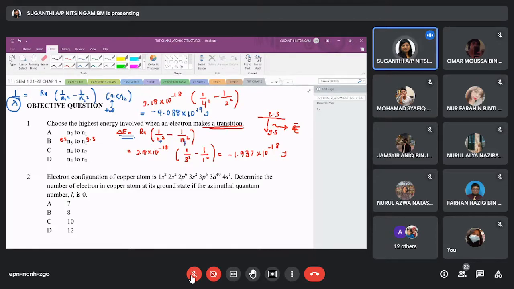No, wait, 1 minute. There's something not right here. Exponent negative 18. Sekejap ya. There is a... betul lah kan? So it should be 3 to 4 to 2, dapat berapa? Negative 19. Here negative 18.